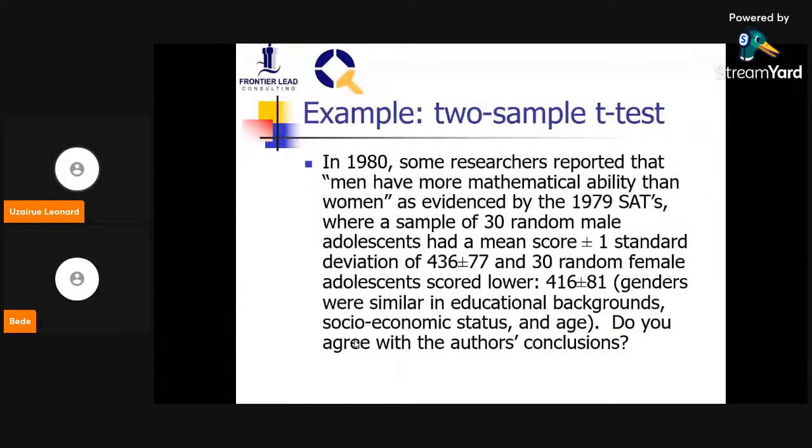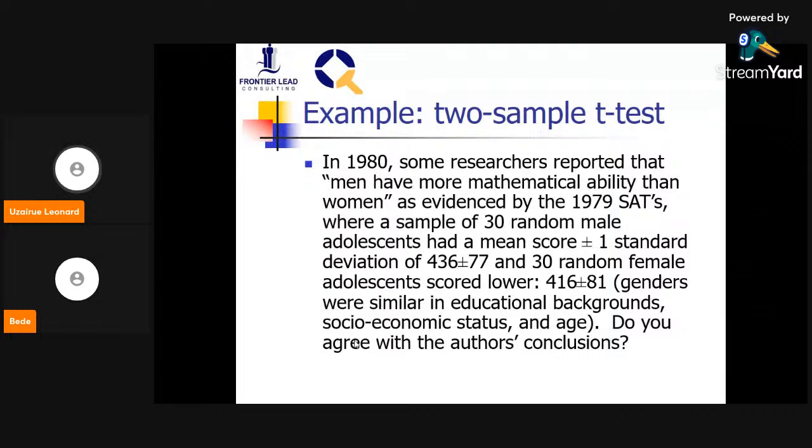Okay. So this is an example of a two sample t-test. Let's say in 1987, this is an example. 2 researchers reported that men have more mathematical ability than women, as evidenced by 1979 stats, where a sample of 30 random male adolescents had a mean score plus or minus standard deviation of this and this, and 30 random female adolescents scored this and this.